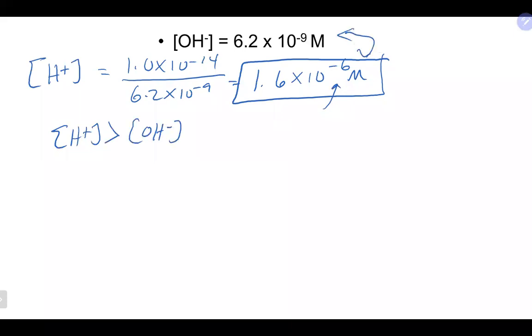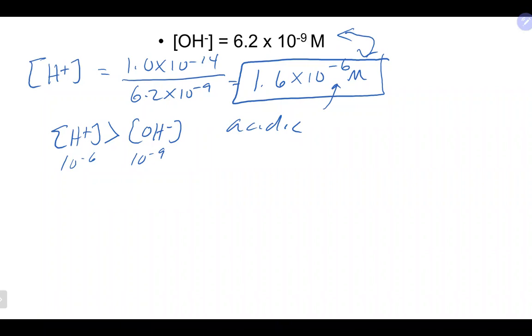Again, comparing these two here, it is 10⁻⁶ versus 10⁻⁹. And that means that it will be acidic in this case. Any questions on that one there? Once again, if you're getting the front part of the number but the back part is wrong, the exponent is probably how you are punching it into your calculator.